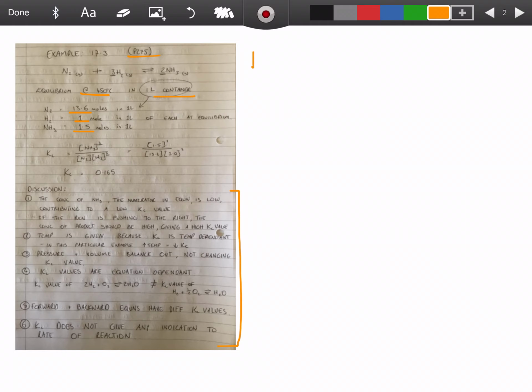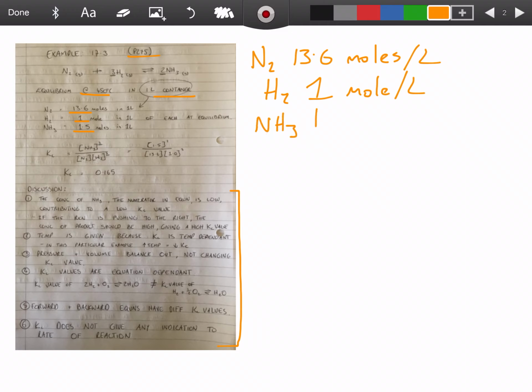So just to recap, if I've got 13.6 moles in 1 litre, that means I've got 13.6 moles per litre. And the same for the hydrogen is 1 mole per litre of hydrogen, and the ammonia is 1.5 moles per litre. So I have everything there.